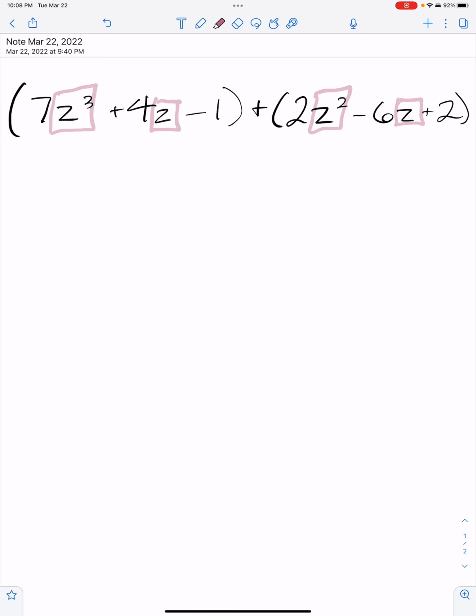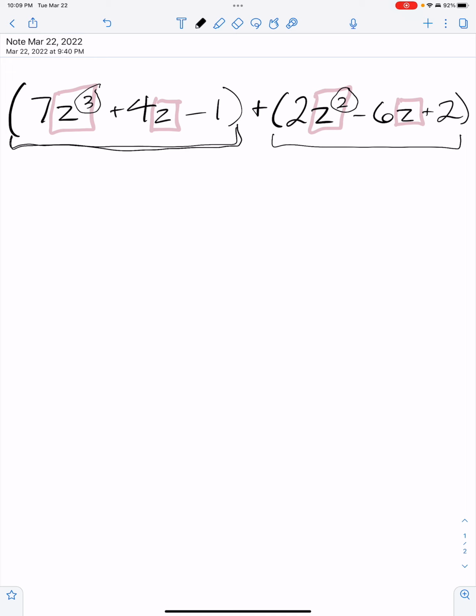So when I say different types of bases, I mean when I look at these two polynomials, I see that in this first set of polynomials, I have a z cubed, but there isn't a z cubed in this second set of polynomials. Same with my z squared. I see that I have a z squared, but there's no z squared in the first set of polynomials. So I know already when I'm doing the stacking method that it's going to look a little bit different because I can only stack like bases, meaning they have to be exactly the same.